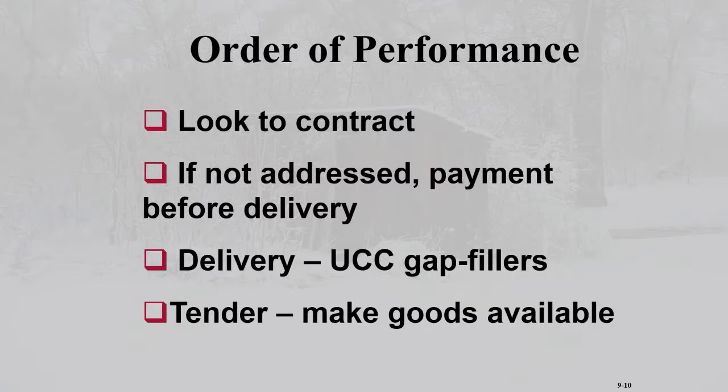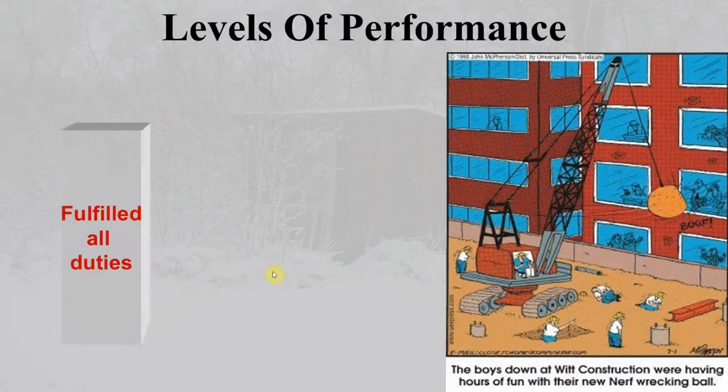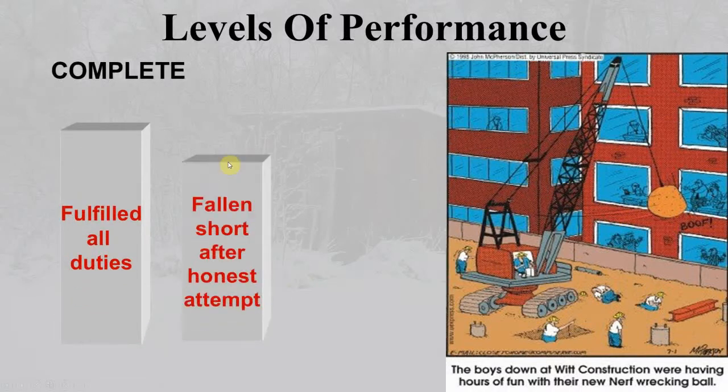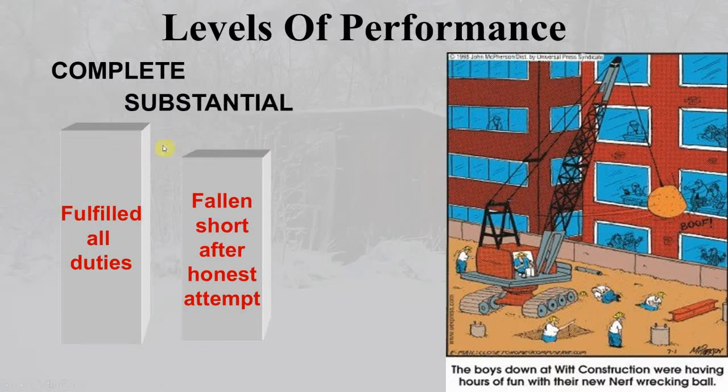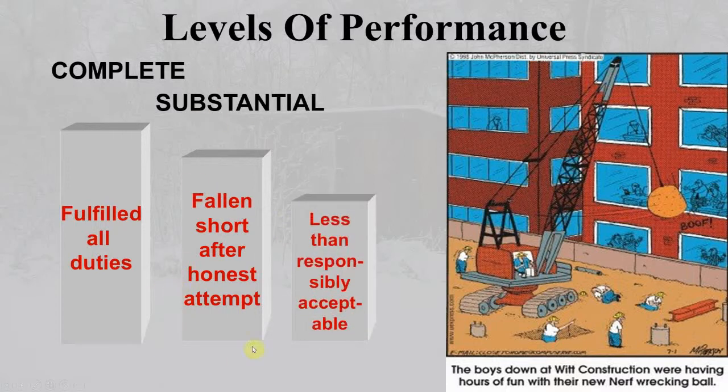And tender means to make goods available, right? So if you tender that and you bring it forward and they bring their money, you're right there and ready to go, both sides. The tender means to make the goods available so that the transaction could take place. Levels of performance would include complete, did everything that was required; substantial, which means that most everything was done but maybe fell a little bit short; and then material breach would be not anything that's acceptable.